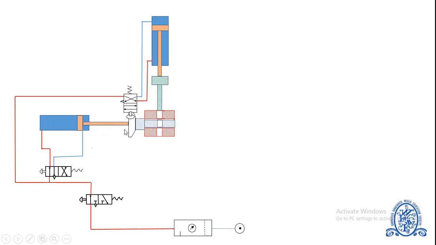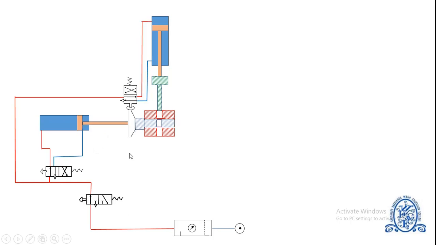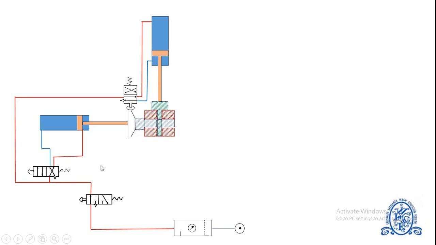At the end of the stroke, the cam operates the roller operated 4x2 direction control valve, allowing the pressurized air to enter the full bore side of cylinder and thus extending cylinder 2, so that this pin C is assembled. Now, when this 4x2 direction control valve retracts to its original position, the cylinder 1 is retracted.